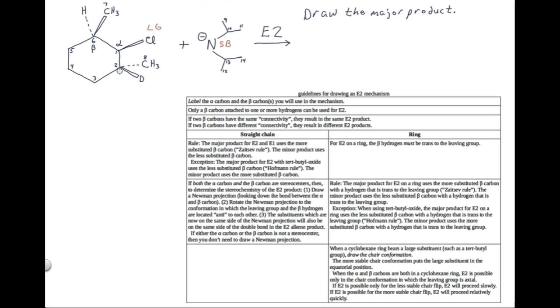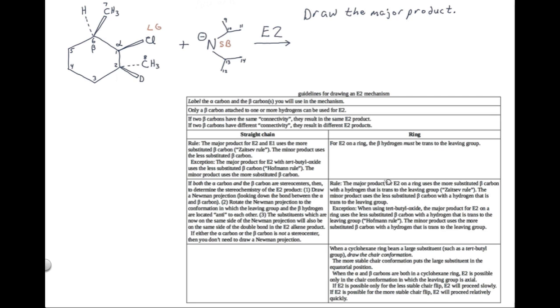So I'm going to erase the beta on carbon 2 because now we've determined that we're not going to use carbon 2 as the beta carbon for this E2 reaction. E2 is impossible with this deuterium because it's cis to the leaving group. On the other hand, notice that this hydrogen is trans to the leaving group. The hydrogen is pointing into the page and the leaving group's pointing towards you. So this hydrogen is a good hydrogen for E2 because it's trans to our leaving group.